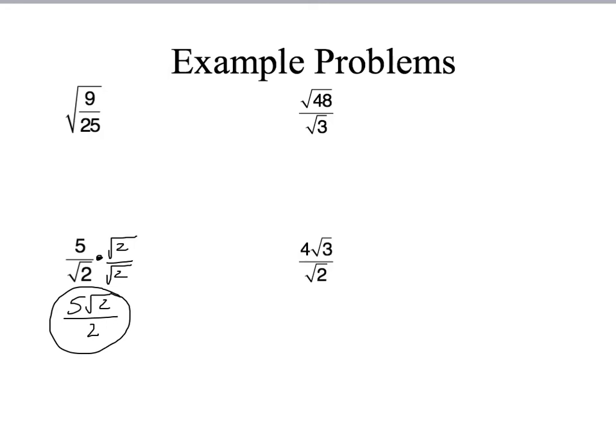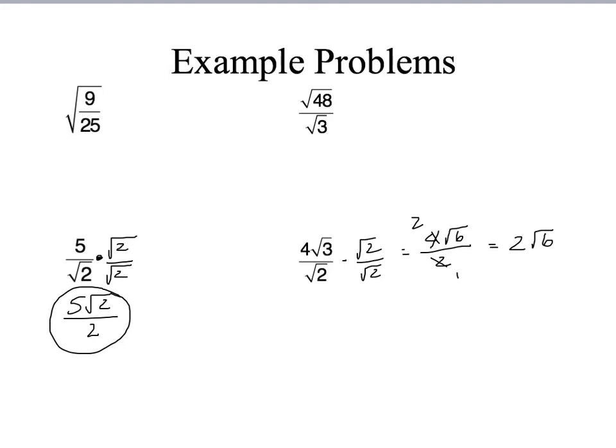Now let's do this next one. Here we multiply by the square root of 2 over itself again. And this leaves us with 4 square root of 6 over 2 again. Now notice we need to reduce 2 and 4. So this leaves us with 2 square root of 6 as our final answer.